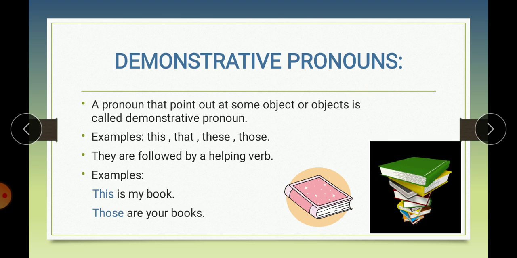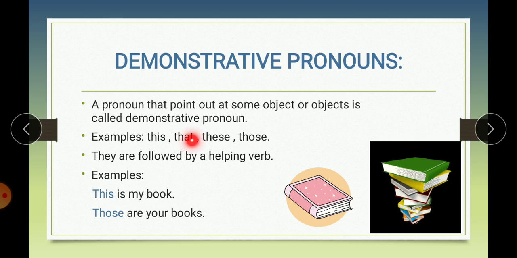Now, coming to demonstrative pronouns. A pronoun that points out at some object or objects is called a demonstrative pronoun. That means the pronoun that is used for pointing out at something is known as a demonstrative pronoun. Pointing out at something means अगर कोई चीज़ दूर है या पास है और हम उस चीज़ के बारे में या उस चीज़ को पॉइंट आउट करके दिखा के बात कर रहे हैं then we are using demonstrative pronouns. This, that, these, those. They are demonstrative pronouns.